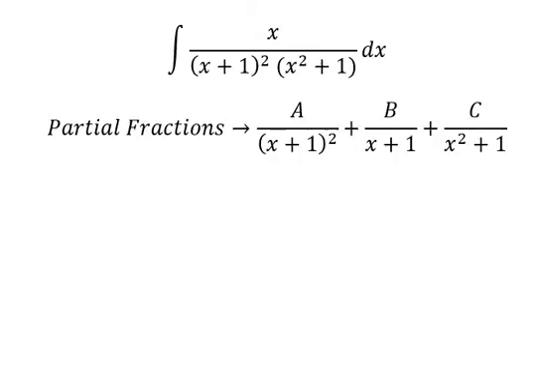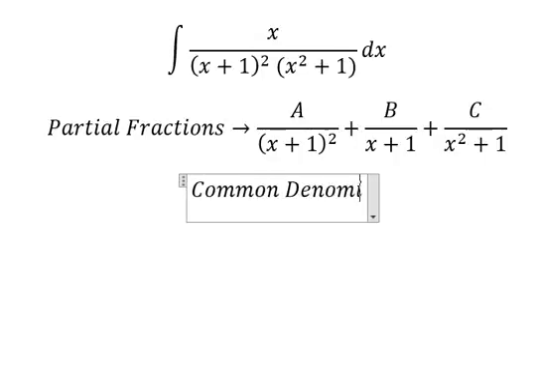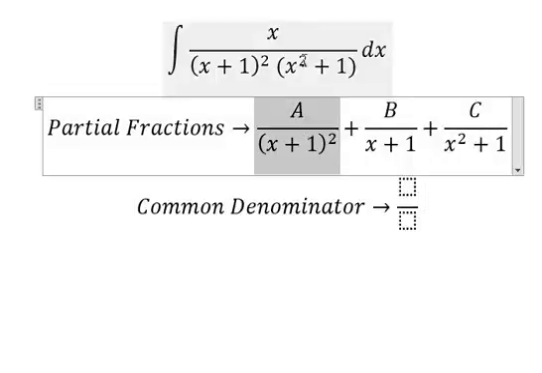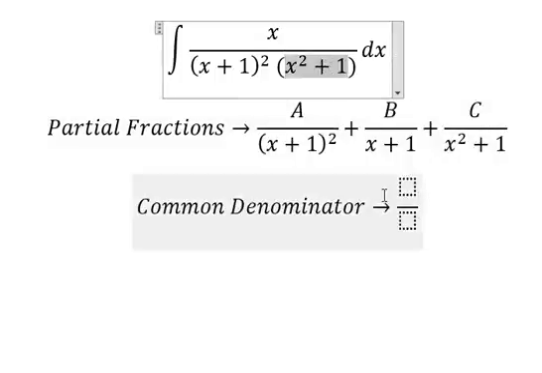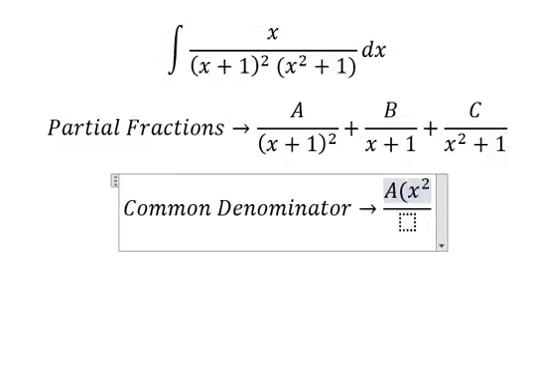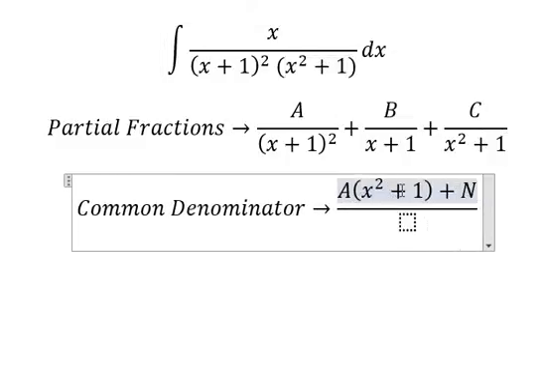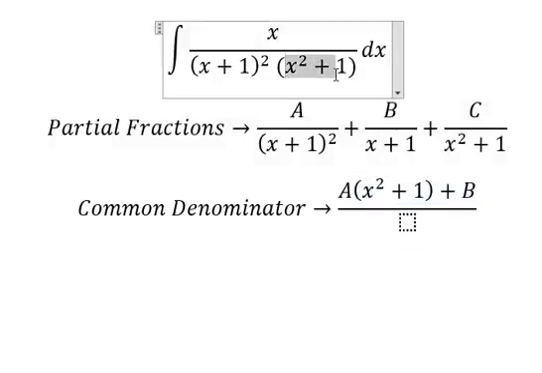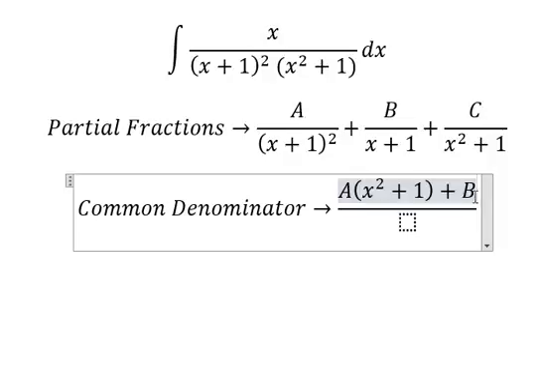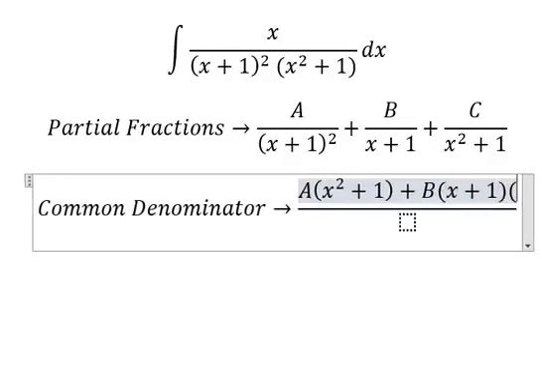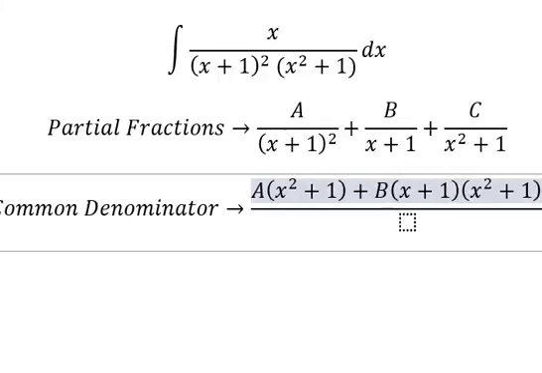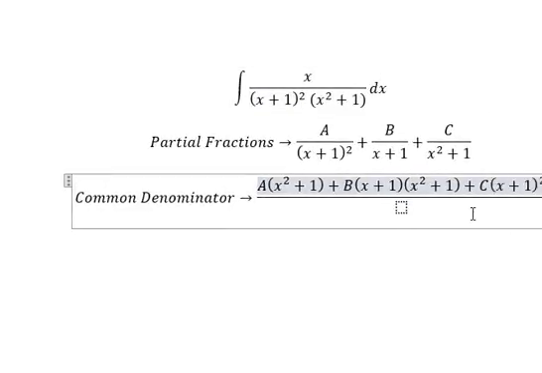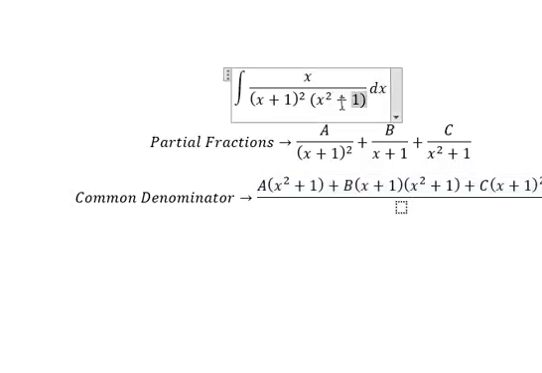Next, we do common denominator. So about this one, it is missing x squared plus 1. So capital A multiplied by x squared plus 1. About this one, it is missing x plus 1 and x squared plus 1. So capital B multiplied by x plus 1, x squared plus 1. And capital C, it is missing about this one, and this one, that is about this one.